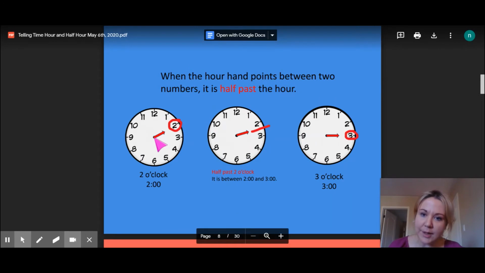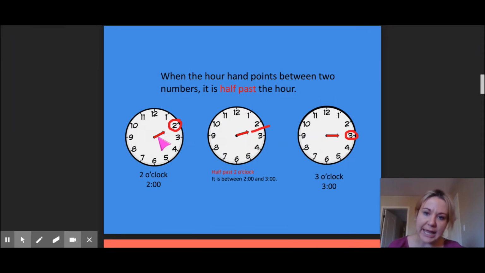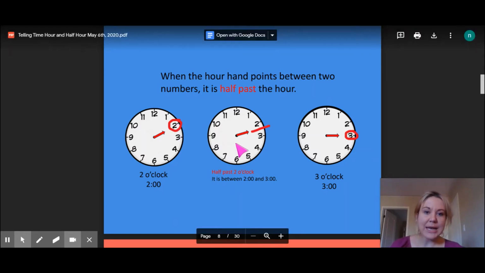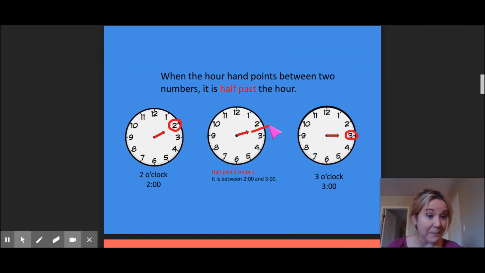Okay, so here the hour hand is pointing right at the 2. It's pointing directly at the 2, so it's what time? 2 o'clock. Okay, the hour hand's at the 2, it's 2 o'clock. Now the hour hand is pointing between what two numbers? Right between the 2 and the 3. Okay, so it's half past because it's halfway between the 2 and the 3.